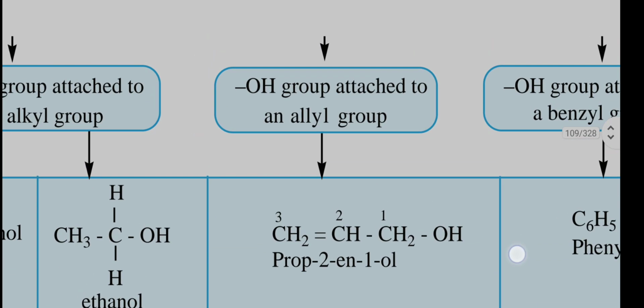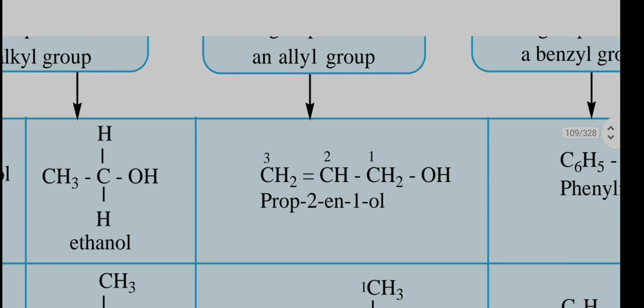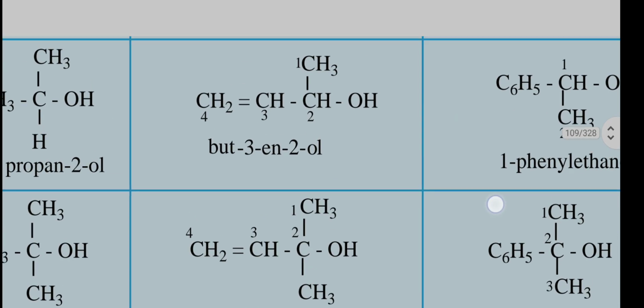Then the OH attached to the allyl. Allyl means there should be 2 carbons: in the first carbon there is the functional group, and in the second carbon there is the double bond. For example, vinyl means the same carbon has a double bond and a functional group. In allyl, in the adjacent carbons, one carbon contains the functional group and the next contains the double bond. That is known as allyl. These are some examples in your book.